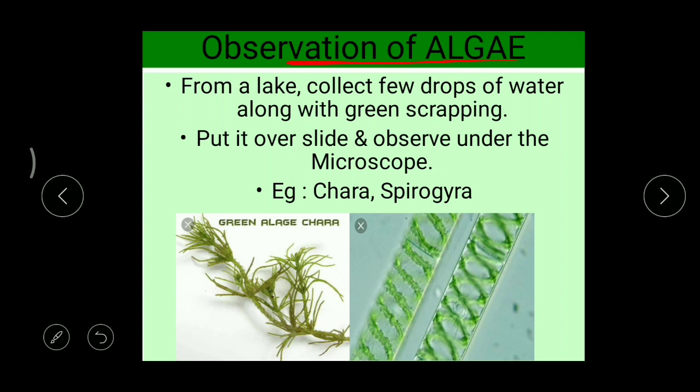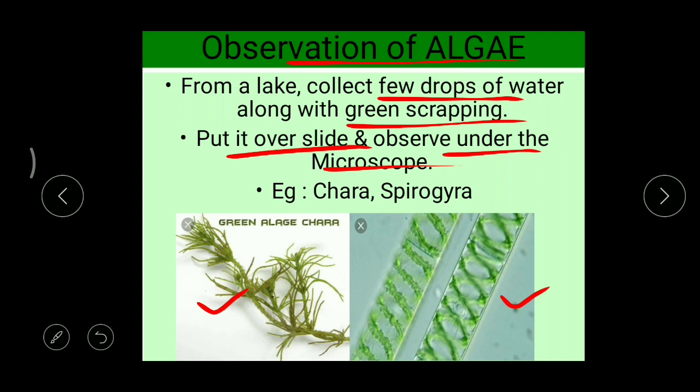So what is the procedure to observe this algae? From a lake we need to collect a few drops of water along with that green scraping, and then carefully put that over the slide and observe under the microscope. By this way we can observe different types of algae, and here we can find a very common algae, Chara, and here is one more, Spirogyra.